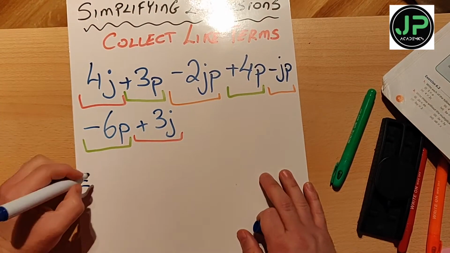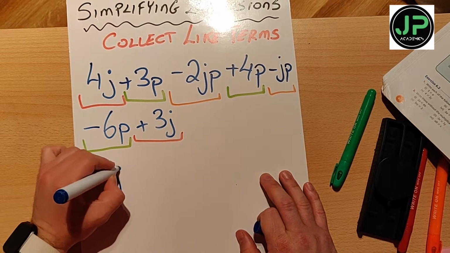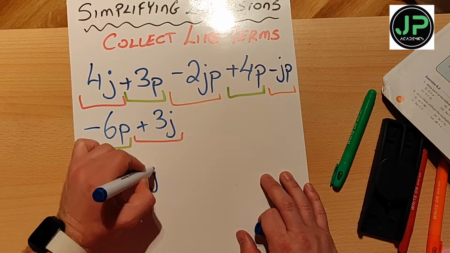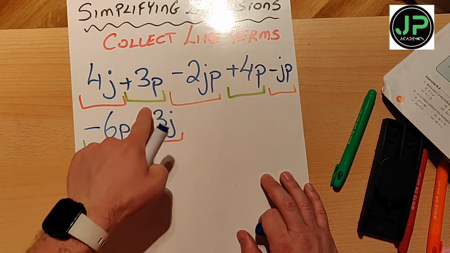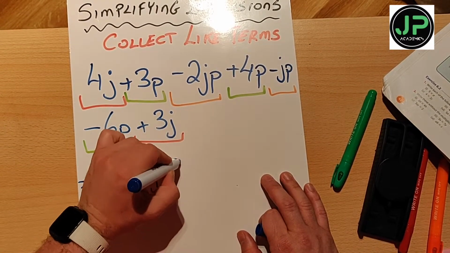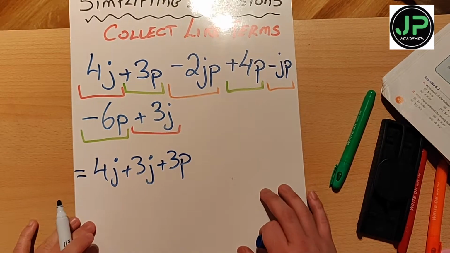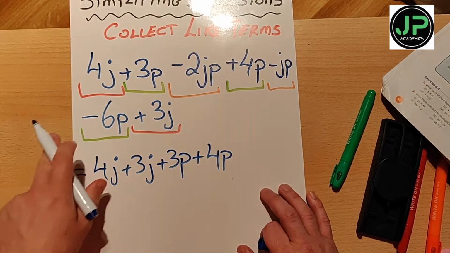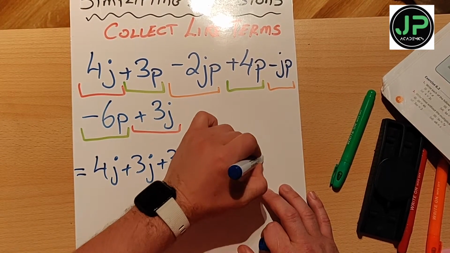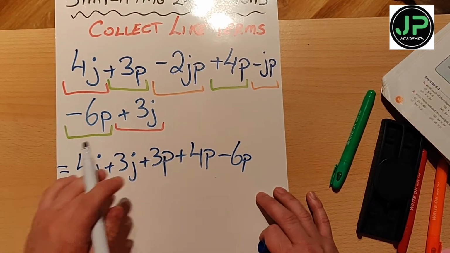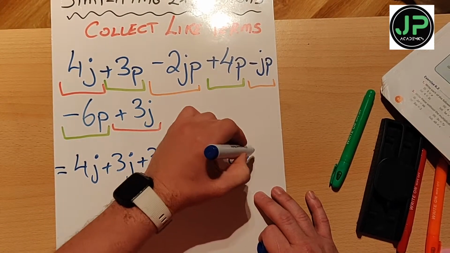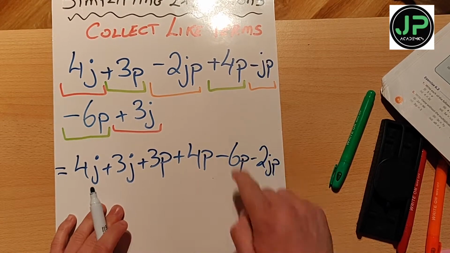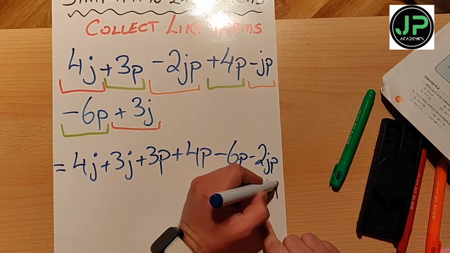So we'll start with the j's. 4j plus 3j, onto the greens plus 3p plus 4p minus 6p, minus 2jp, I'm just going to run out of space, minus jp.